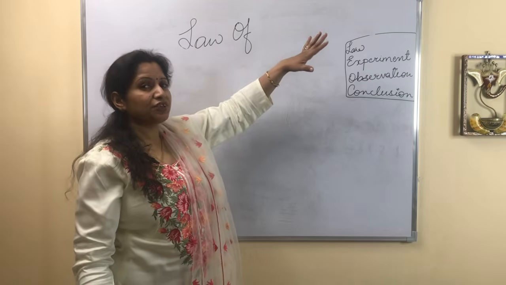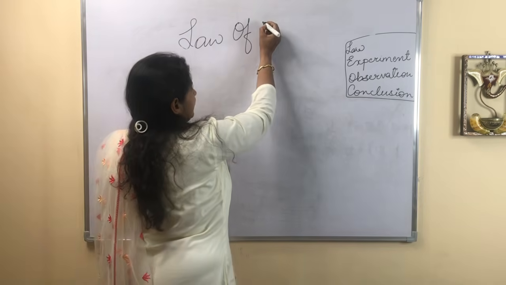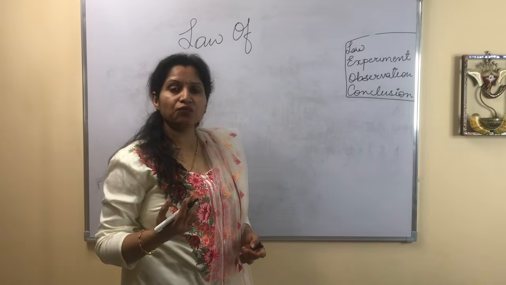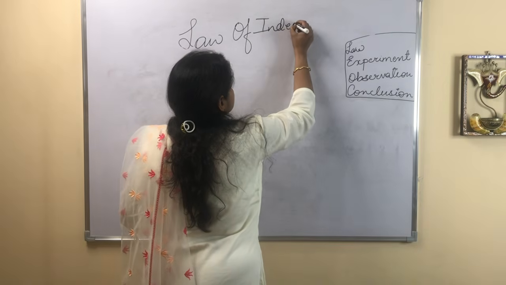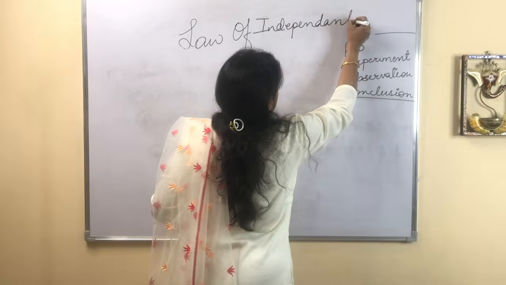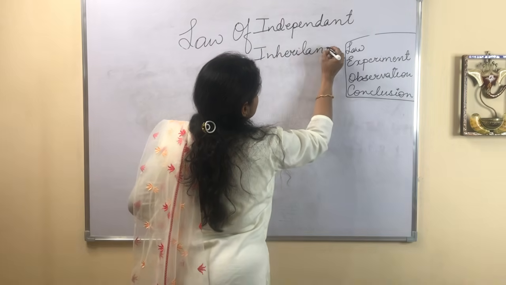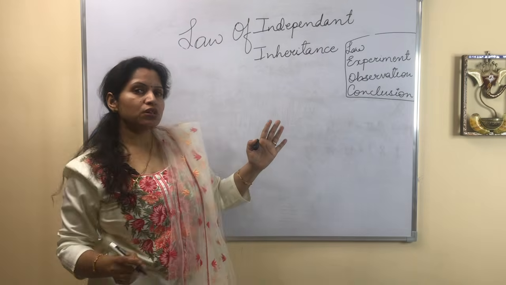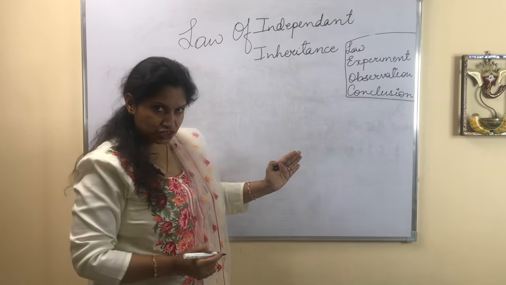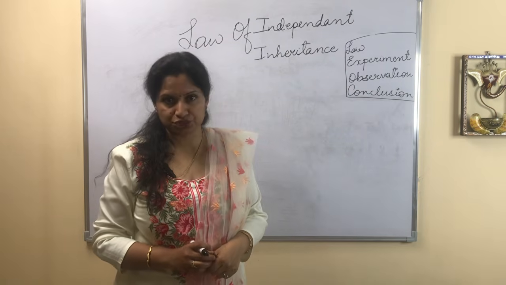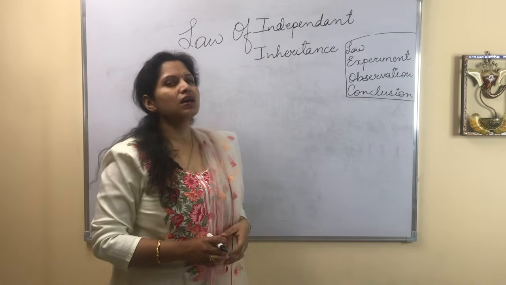So the next law that is given in the NCERT book and that's very important for exams is the law of independent inheritance, also known as the law of independent assortment. Now, this question could also be explained under the same headings: law, experiment and observation, and the third one is conclusion. Okay, so first, what does this law tell us?